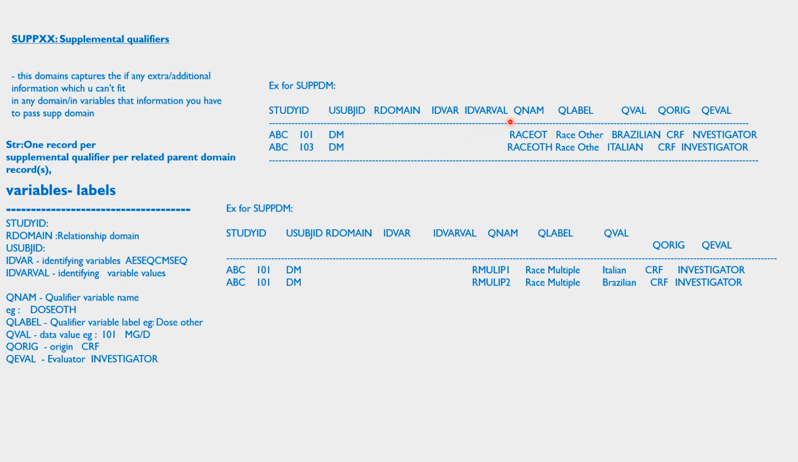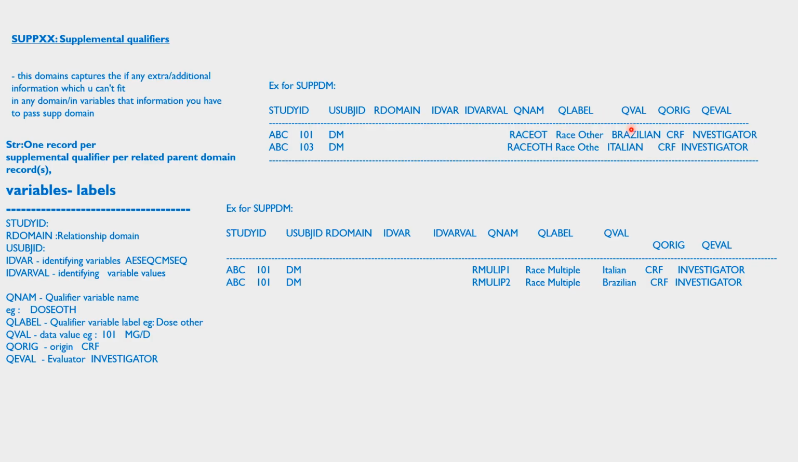So IDVAR and IDVARVAL will be null, because here we need to capture the sequence and sequence number details. Since the DM domain doesn't have a sequence number, these values will be null. Then QNAM: which variable is not suitable in the main domain? This is the variable for subject 101. For this variable, whatever the label is, we need to capture that label here.